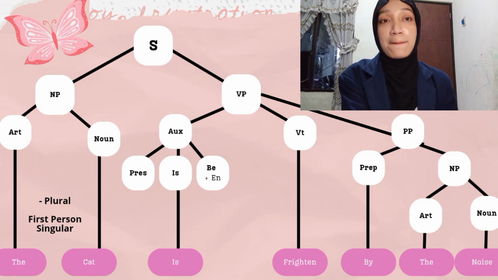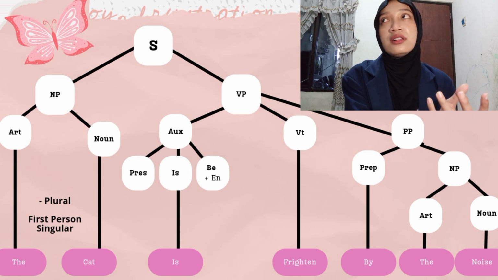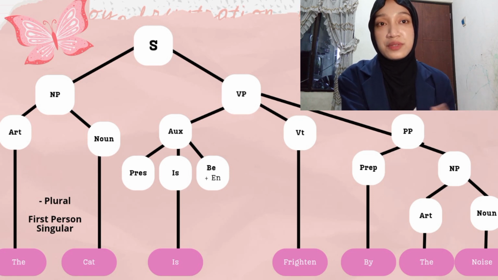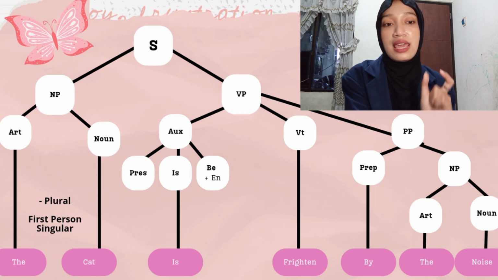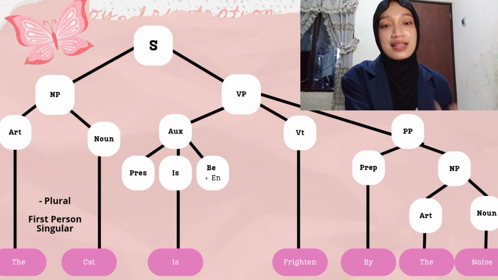The second, main verb or VT, we call verb transitive, is the base verb for the sentence. Frighten is transformed into frightened in its past participle form. The third, prepositional phrase or PP, for the sentence by the noise, explains the agent or source of the action.